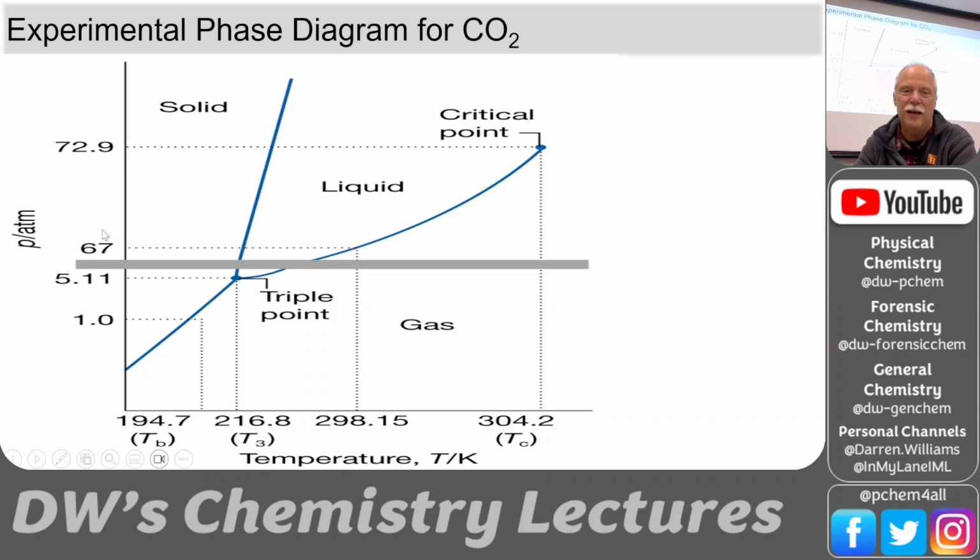Here's the experimental phase diagram for CO2. We've already talked about the critical points for CO2. You can see that here: 304 degrees, 72 atmospheres, and up here is the supercritical region, SC.